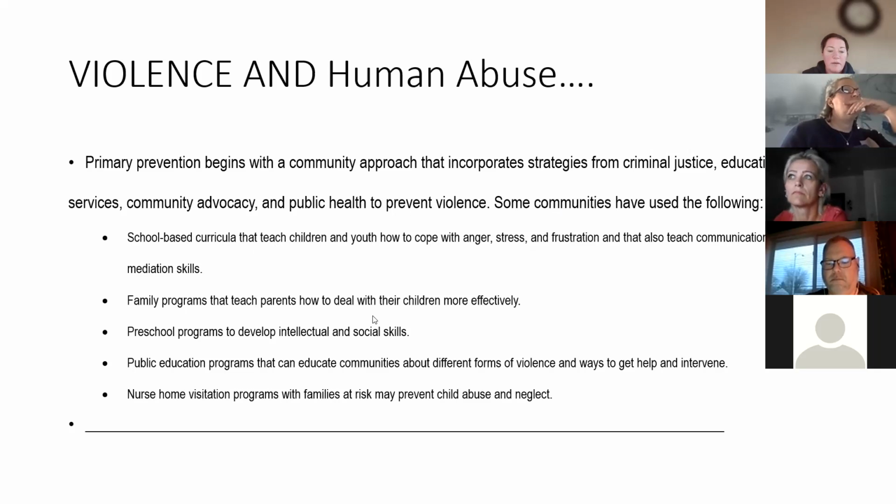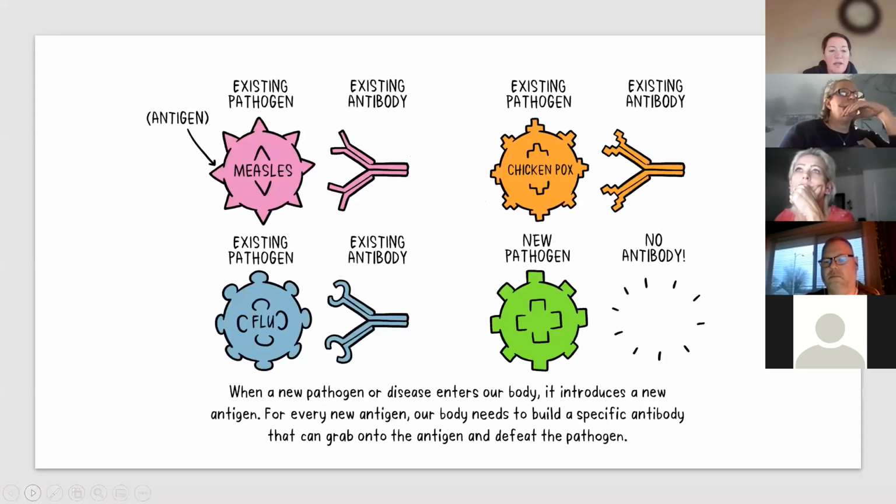Family programs teach parents how to deal with kids, because parents tend to use abuse sometimes when they're frustrated or don't know how to cope with their children. Preschool programs develop social skills and intellectual skills. Public education programs can educate communities about different forms of violence. And nurse home visitation programs with families at risk may prevent abuse. Okay, so here are five examples of primary prevention when we look at violence and human abuse. Remember, we're trying to prevent it from happening. So we're going to educate, educate, educate.